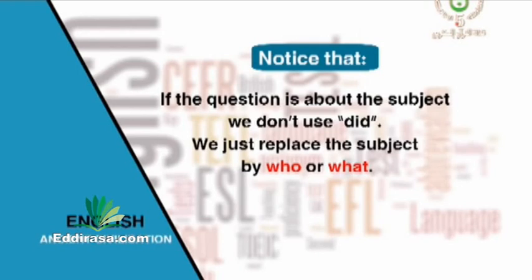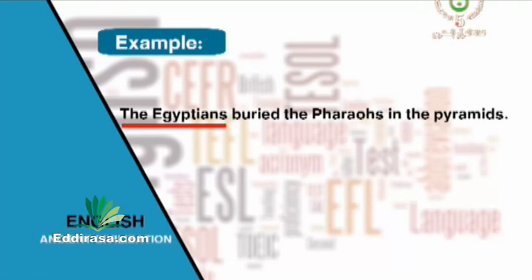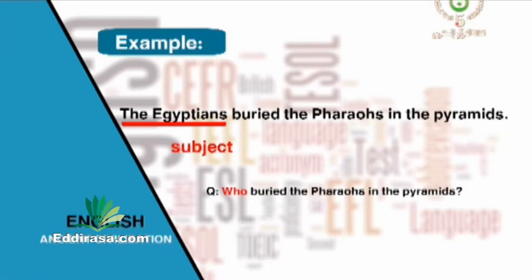Remember, there is an exception as in the present simple. This is when the question word is about the subject, as in the example. The Egyptians buried the pharaohs in the pyramids. The underlined words are about the subject. So the question will be, who buried the pharaohs in the pyramids? Here, we don't use did as we did in the present simple. Let's move to the practice now.